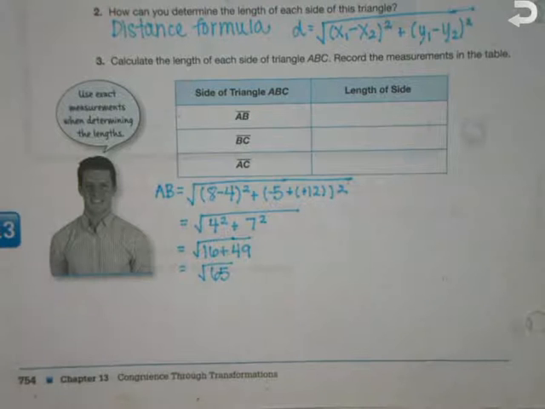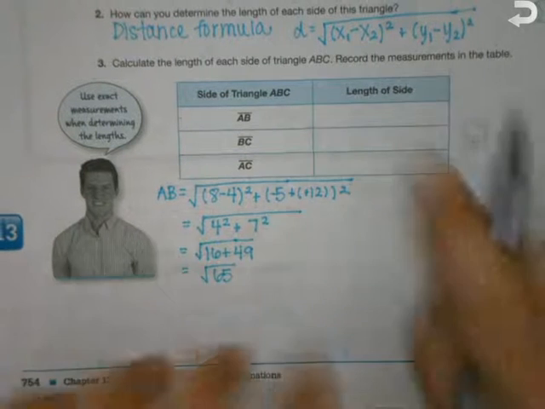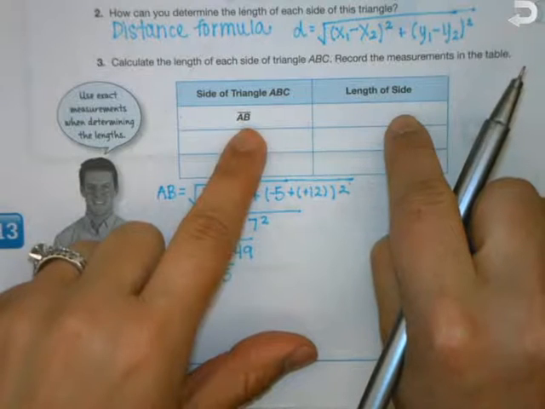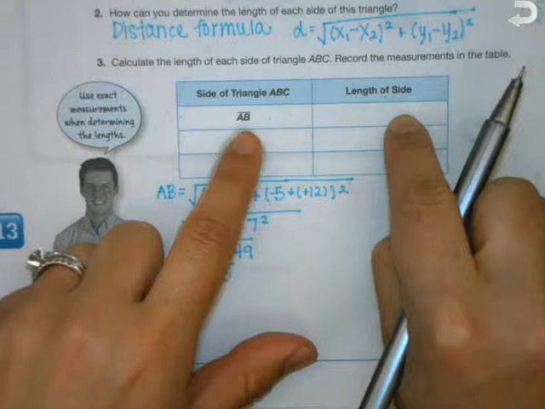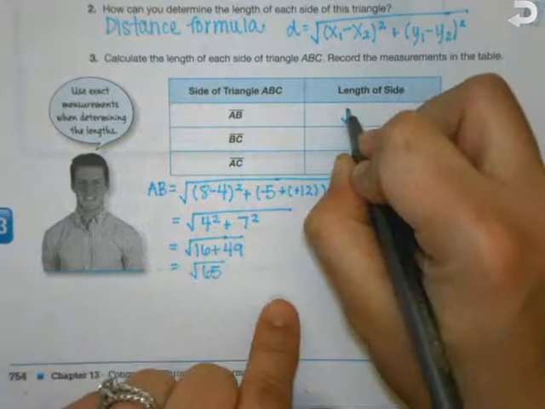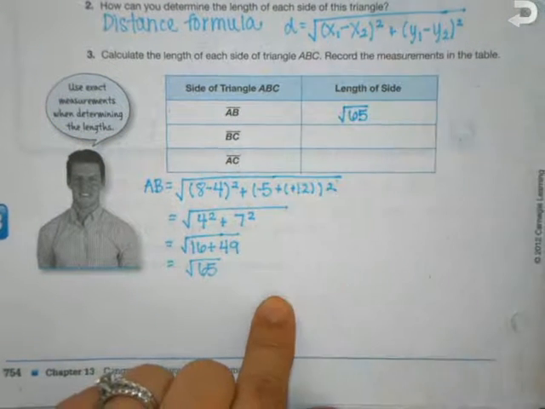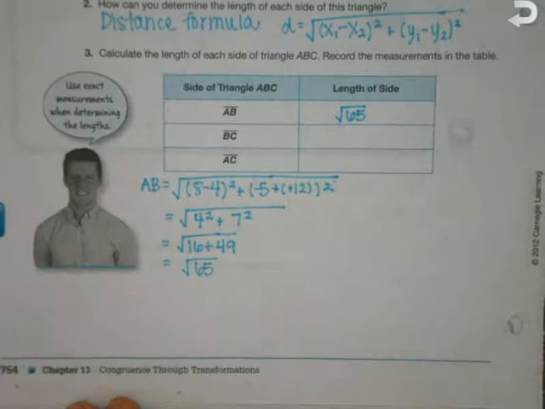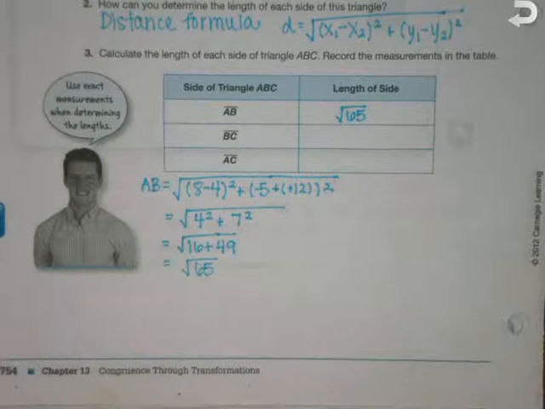Is 65 a perfect square? Can I take the square root of it? So you can just leave it as square root of 65 because that's an exact measurement. You don't have to plug it into the calculator, okay? So in our chart where it says length of segment AB, just put the square root of 65. It is a number. We could plug it in the calculator and figure out what it is. We're not going to spend that much time. We're just going to leave it as square root 65.